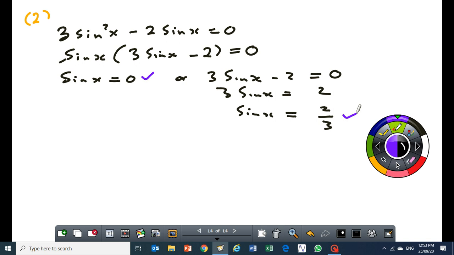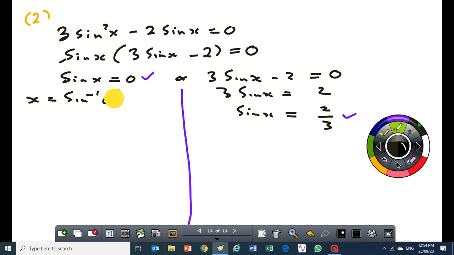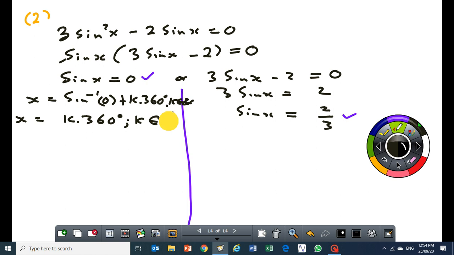So I'll start with sine x equal to 0. Let me just divide it like that. Let me start here. Now, if I write that, I'll end up having x equal to shift sine of 0 plus k times 360, where k is an element of z. Remember that. What is shift sine of 0? It should give you 0. So you end up getting x equal to 0 plus k 360, which is the same as writing x equal to k times 360, where k is an element of integers.